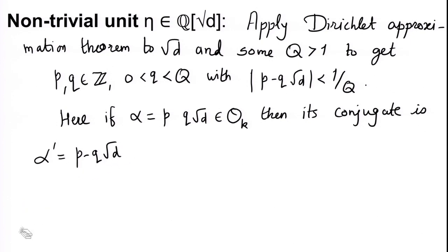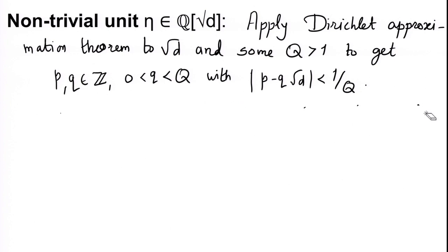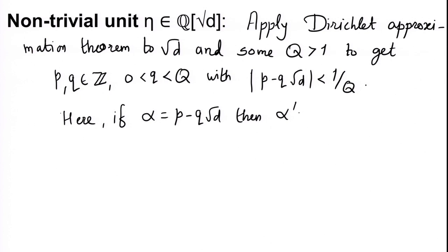Let me erase everything and start again. Here, if alpha is p minus q root d, then its conjugate alpha prime has the form p plus q root d. Now we want to get some bound on the norm of alpha, but the norm of alpha is the product of alpha and alpha prime.